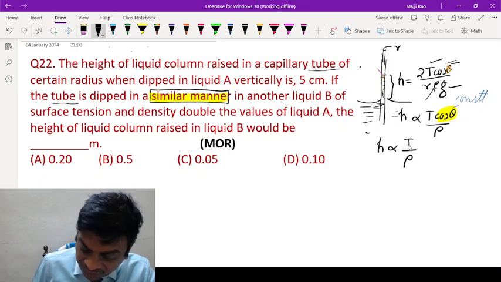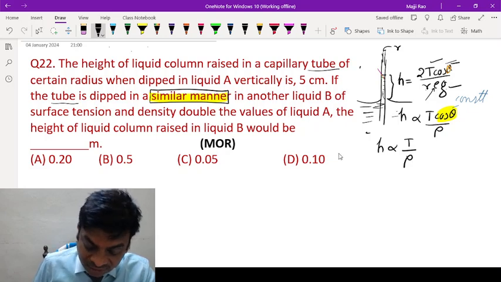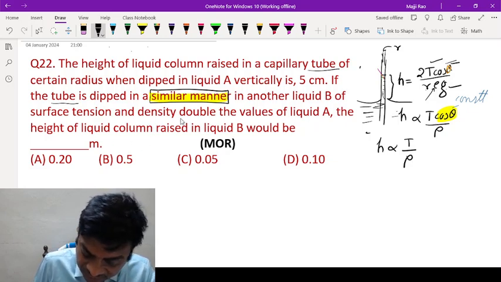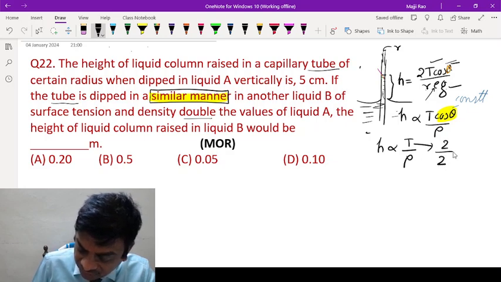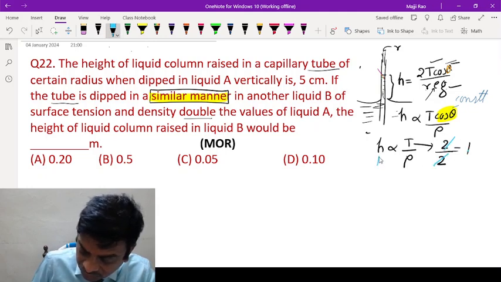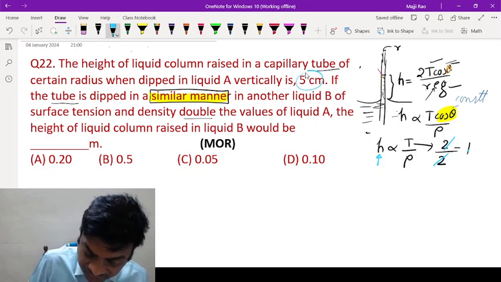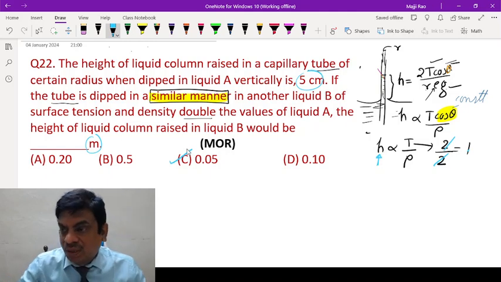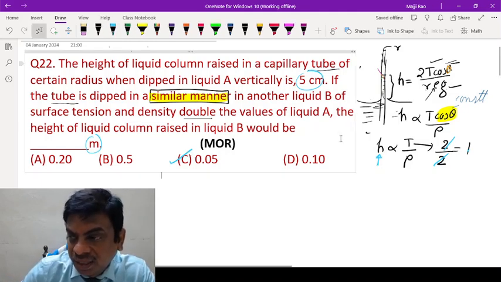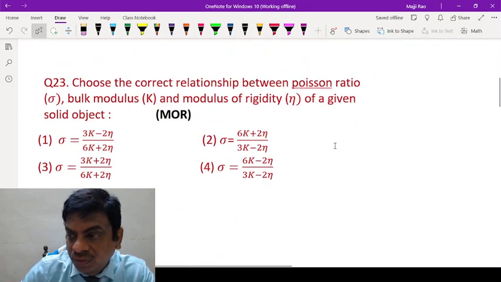So if we can find the factor of change for h by knowing the factor of change of T and rho, then we can get the answer. So surface tension is double and density is also double. So factor of change for h is 1. So factor of change is 1 means there is no change at all. So the final answer is also 5 centimeter. 5 centimeter converted into meter will give option C, 0.05. So the height of capillary rise remains unchanged. Okay, moving on to the next question.